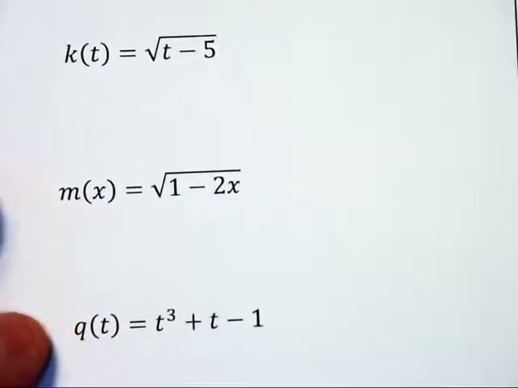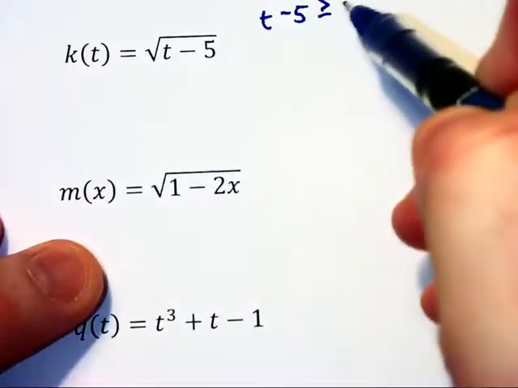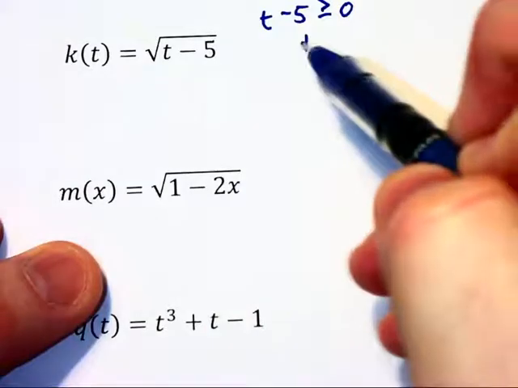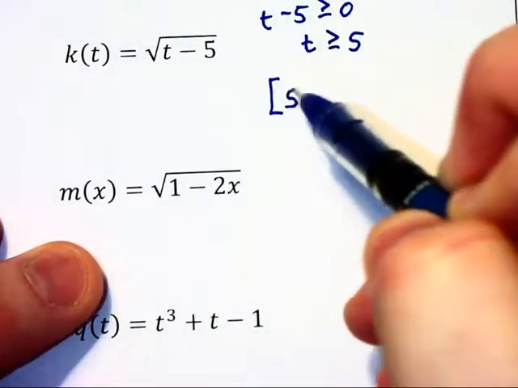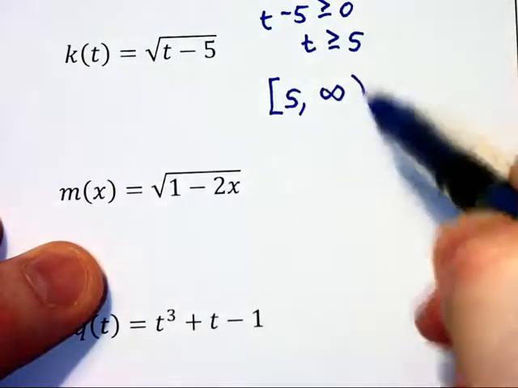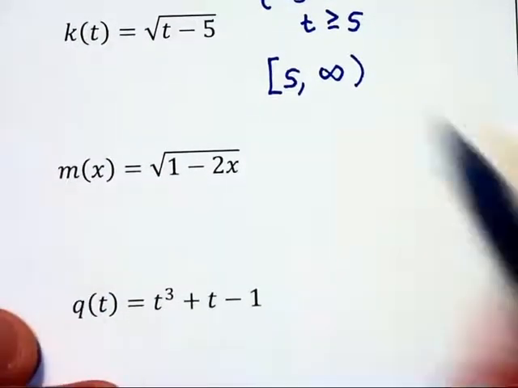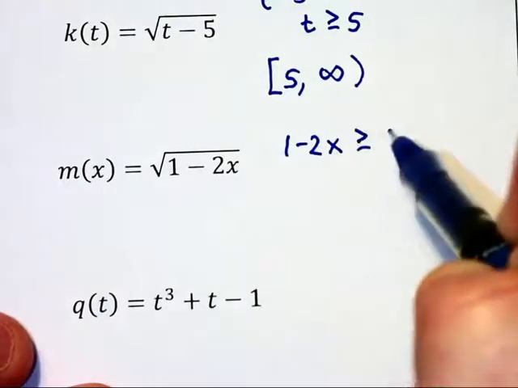When we have a square root, we need to make sure that t minus 5 is greater than or equal to 0. That's how we handle square roots. Therefore, t must be greater than or equal to 5, and we would write the domain as 5 to infinity inclusive of the 5. In this next case, 1 minus 2x must be greater than or equal to 0.